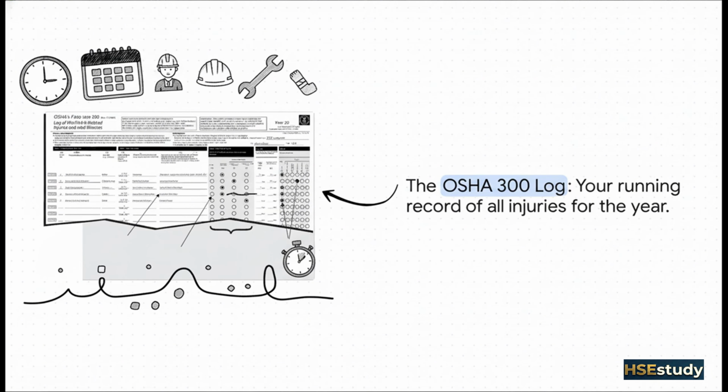The best way to think of this is as your master list, or a running diary, of every single recordable incident for that year. For each case, you'll log the employee's name, job title, date of injury, where it happened, a description, and then classify the outcome. And you have to get this done within 7 calendar days of finding out about the incident.